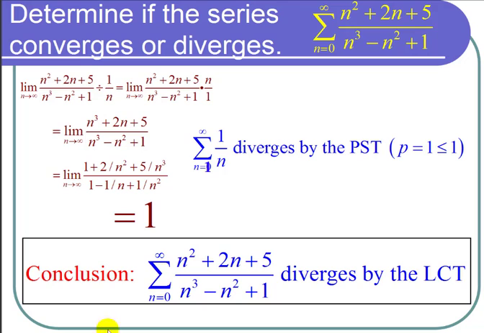And we can conclude that our series, the summation from n equals 0 to infinity of n squared plus 2n plus 5 over n cubed minus n squared plus 1, diverges by the limit comparison test. And I'm done with the problem.